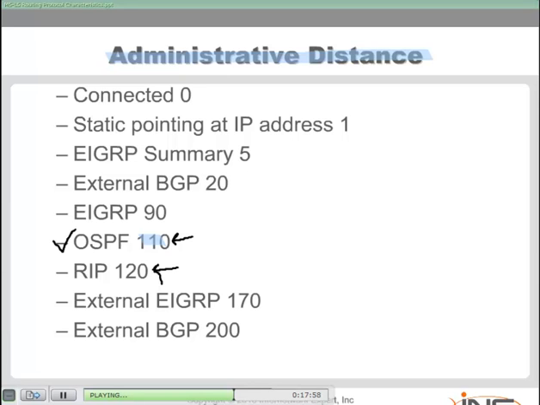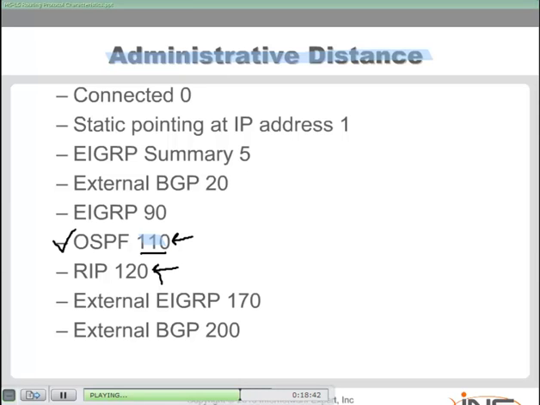Now, what do you think is the deal behind these values? Well, sure, it's trustworthiness. As a matter of fact, a lot of instructors refer to this as the trustworthiness score of the protocol. Instead of administrative distance, they like to call it trustworthiness. EIGRP is more sophisticated than OSPF. OSPF is more sophisticated and better than RIP. And RIP should be trusted over external EIGRP information. So notice these administrative distance values are ordered in an order of trustworthiness.